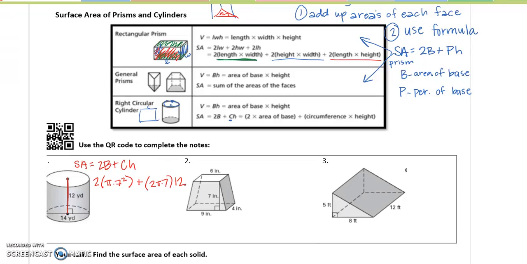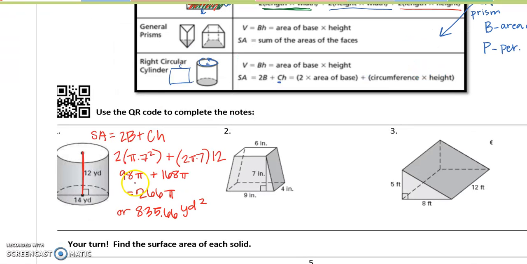Okay, so I'm going to evaluate these. If I leave it in terms of pi, I would get 98 pi and 168 pi, so combined I get 266 pi, so that would be the exact answer. But if I do it as a decimal, I would get approximately 835.66, and this is the surface area, so it will be yards squared.